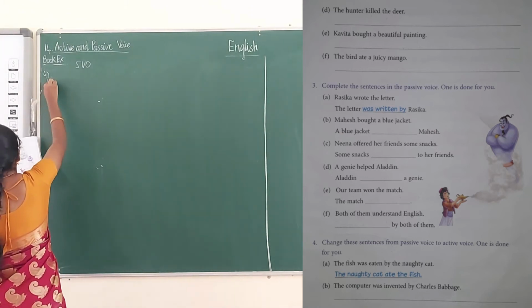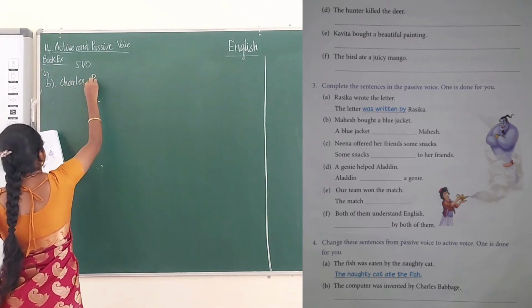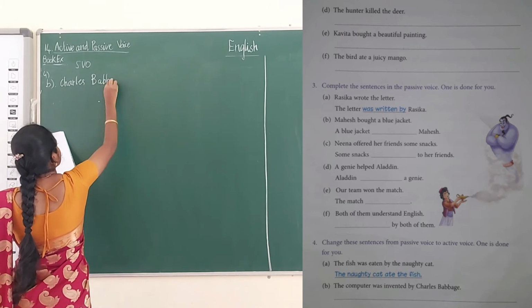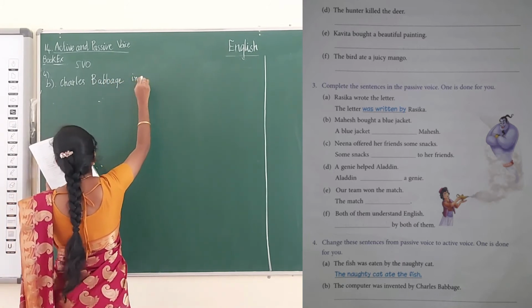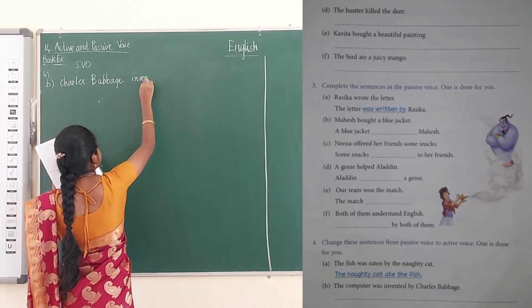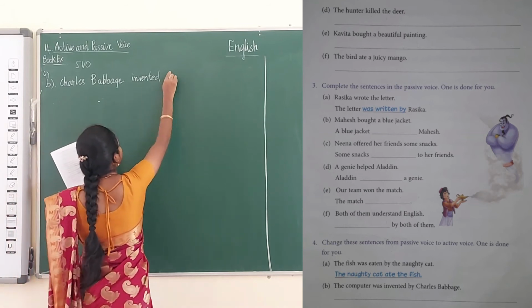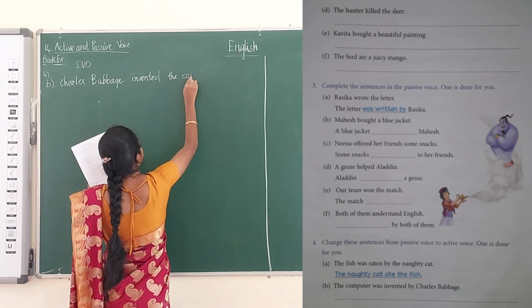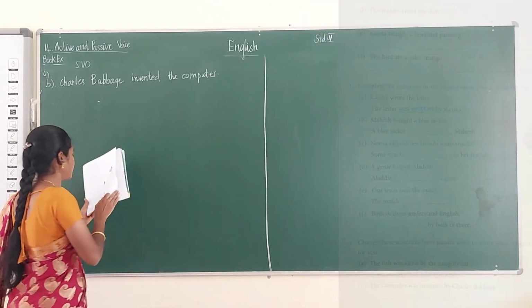Okay, Charles Babbage. Here was invented. Was invented is the past tense, is it? So we are writing invented. Charles Babbage invented the computer. Okay, see the next one.